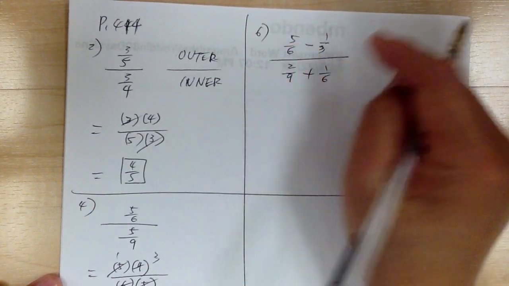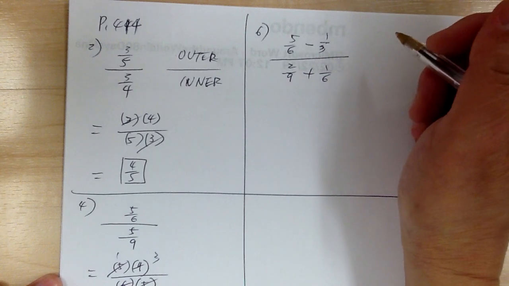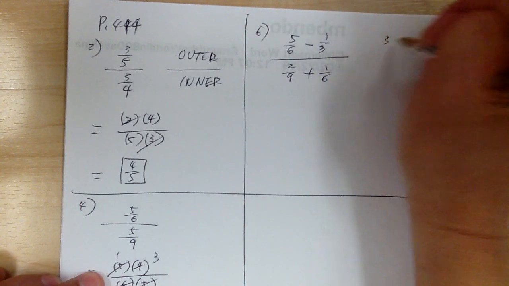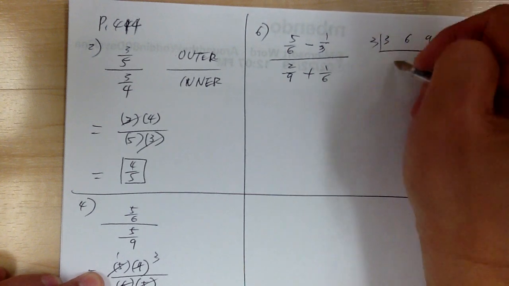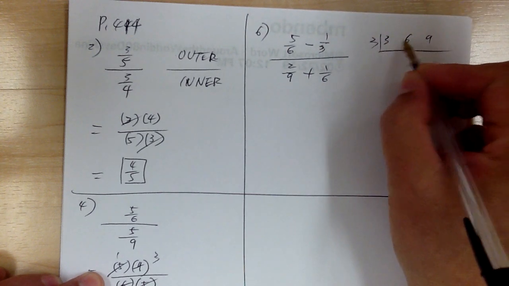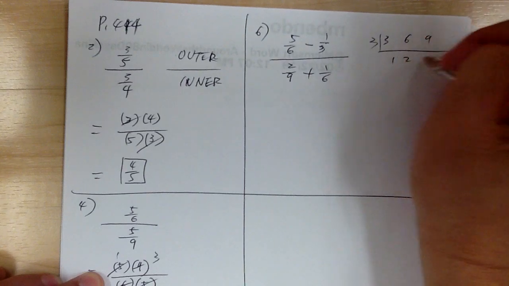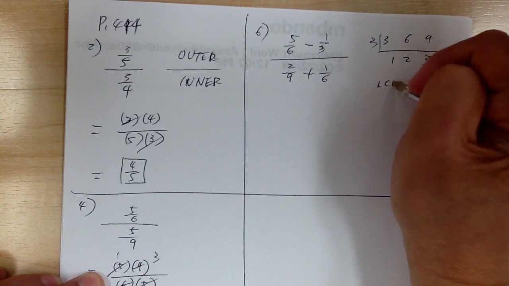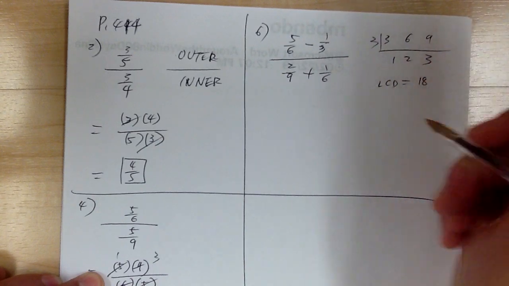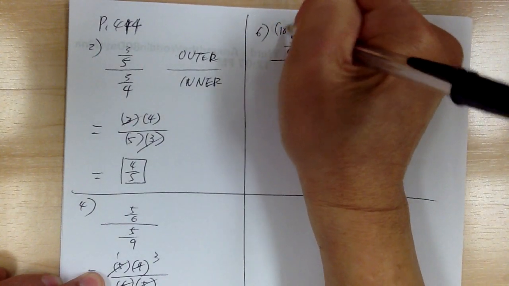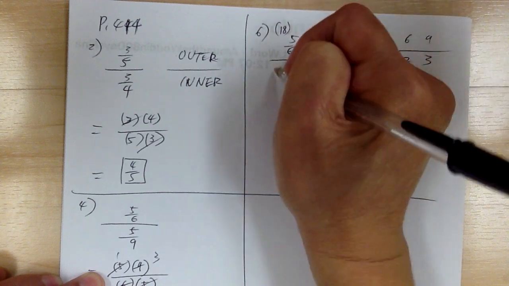So you got 3, 6, and 9, so your common denominator would be 18. Now if you don't know that off the top of your head, you can do the 3, 6, and 9. You can divide by 3. As long as 2 of the numbers can divide, you can go and do it. So you get 1, 2, and 3. So your LCD is going to be 3 times 2 times 3, which gives you 18. So multiply every term by 18.